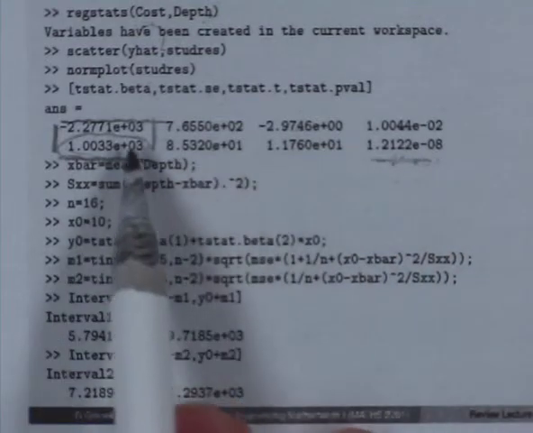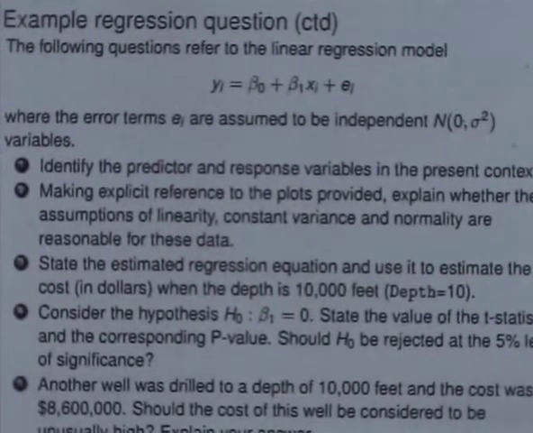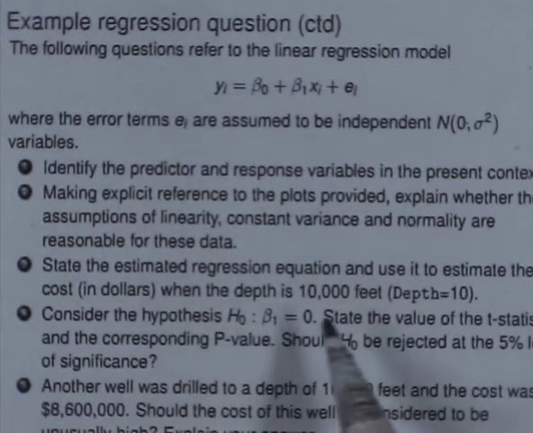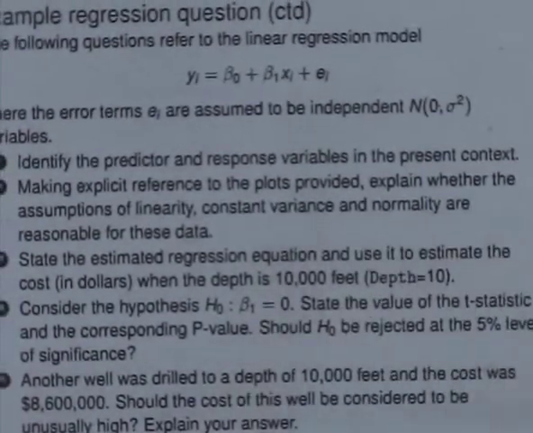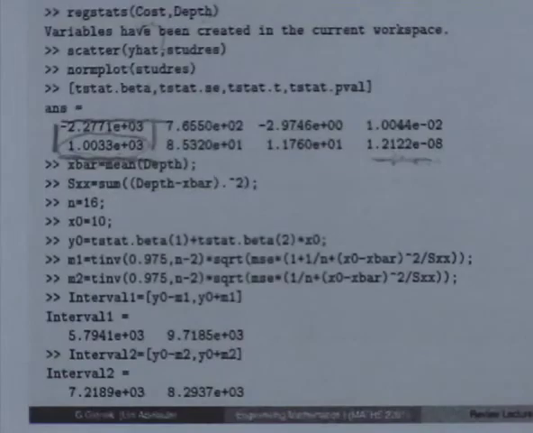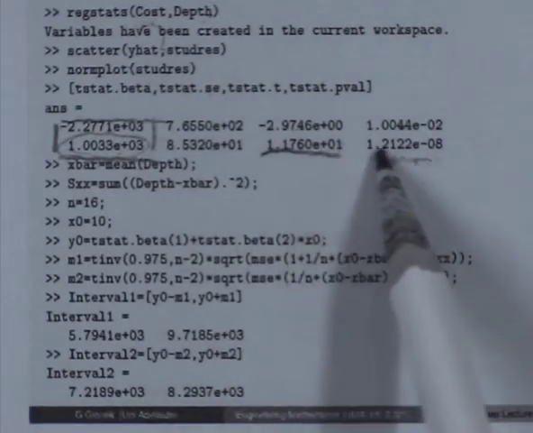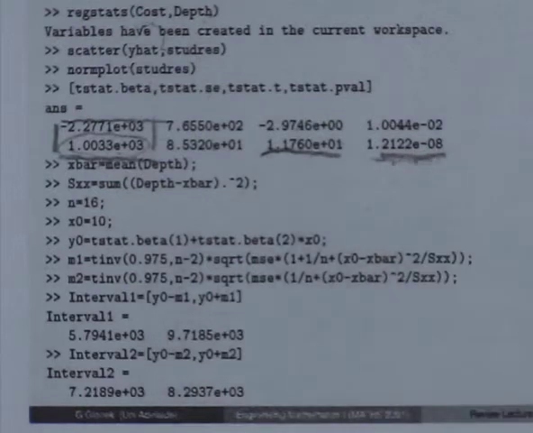Okay? So when Gary asks this question here: consider the hypothesis beta 1 is 0, state the values of the t-statistic and the corresponding p-value, should it be rejected? Well, we can do that. The t-statistic is here, and the p-value is here, and we should reject because that is below 0.05. And what we conclude there is that yes, there is a significant relationship here.